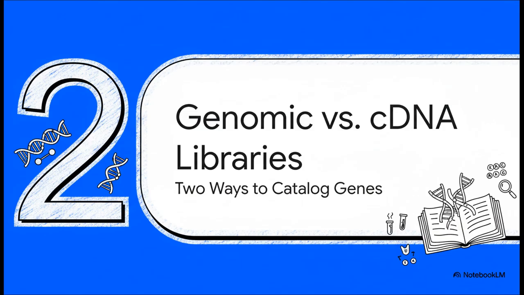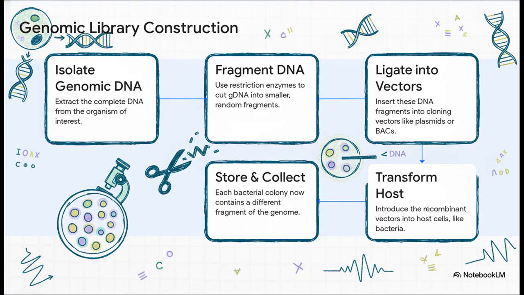All right, now we know what a library is, but there are two very different ways to build one. This is the classic showdown, genomic versus cDNA libraries. And which one you choose completely changes the kind of information you're going to get. So building a genomic library is kind of like a brute force approach. You take the entire genome from an organism, you use what are basically molecular scissors, restriction enzymes, to chop it all up into random pieces. Then you stick each of those little pieces into a vector, put them into bacteria, and you're done. Each bacterial colony now holds a different random piece of the total genetic puzzle.